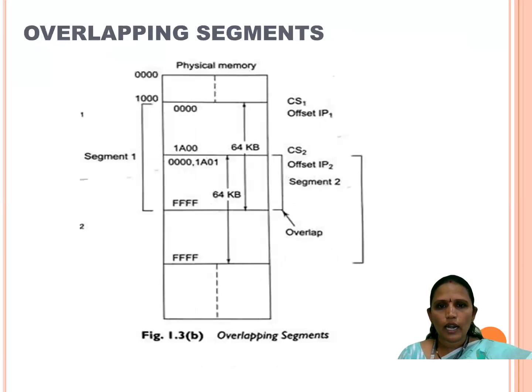This is the overlapping segmentation. You can observe CS1 with offset IP1, and CS2 with offset IP2, that is segment 2. So segment 2 is overlapped with segment 1. This is 64 kilobytes and this is another 64 kilobytes; this is segment 1 and this is segment 2. Like that, it overlaps a particular address. This type of addressing is called overlapping segments.